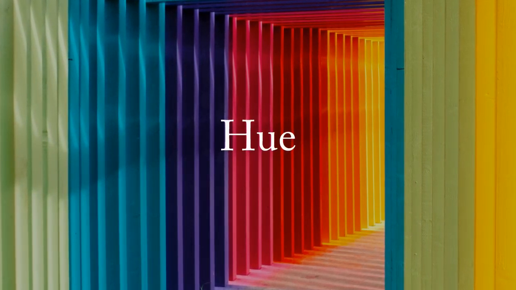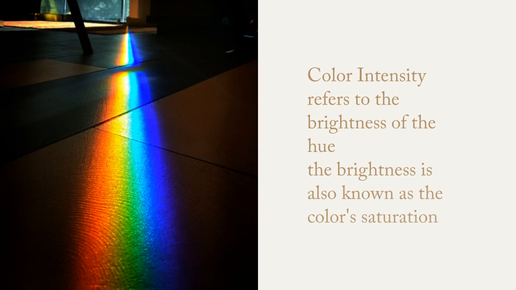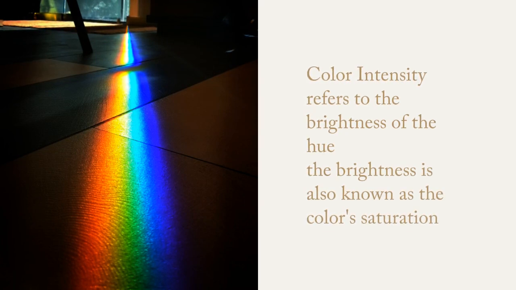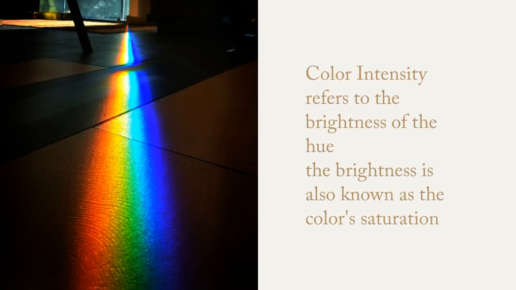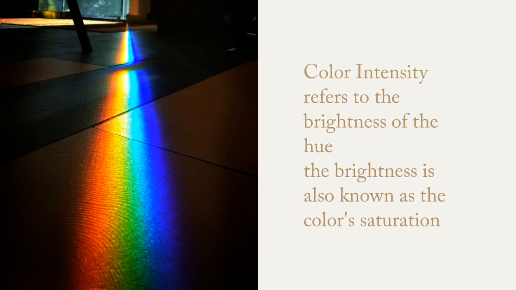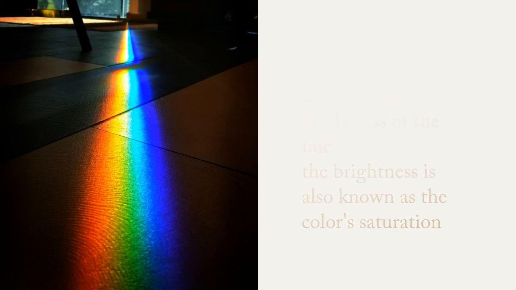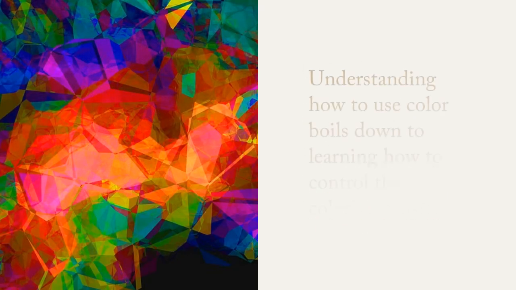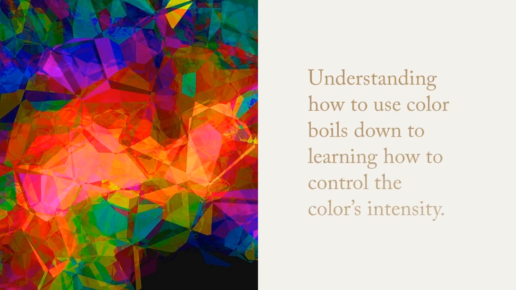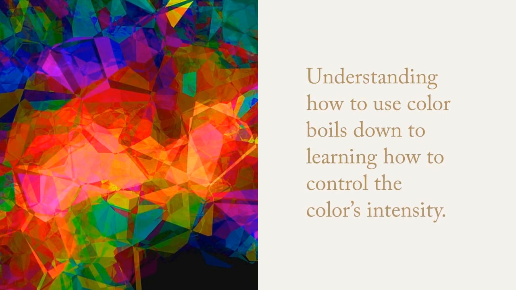Is it red, blue, yellow, green? Color intensity, also called saturation, refers to the brightness of a color. A color is at its full intensity when not mixed with black or white. It's called a pure hue. You can change the intensity of a color by making it duller or more neutral. In this lesson, we will focus on how to change a color's intensity by creating tints, tones, and shades.